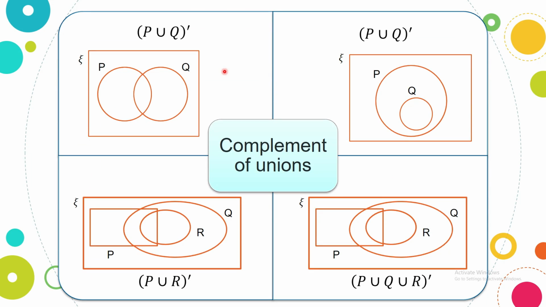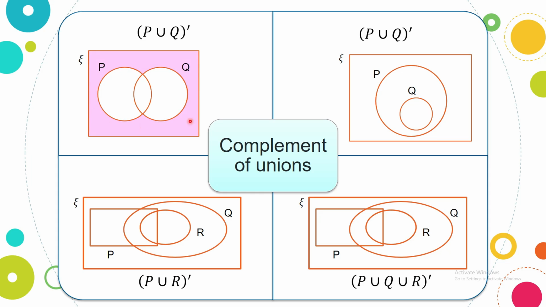Okay, to represent the complement of union by using a Venn diagram. From the first one, the complement of set P union set Q. We know that P union Q is this part. But this is the complement of union, so it must be not the element of set P union set Q. So if it's not, it was out here. So we shade the region for the outer part.